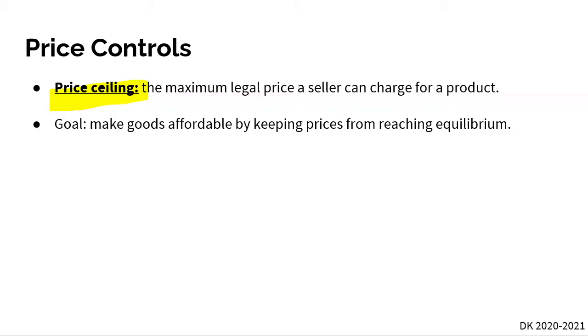So a price ceiling is when the government comes in and says, this is the maximum price you can sell this good. And the point of this is to make goods affordable, right, by keeping prices from reaching equilibrium. An example of this will be rent control. If rent is way too high, the government is going to step in and say, well, the equilibrium rent price is way too high. So we're going to say, this is the maximum price you can charge for rent here.